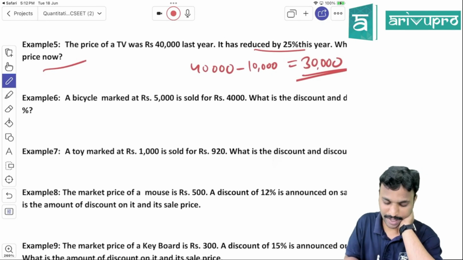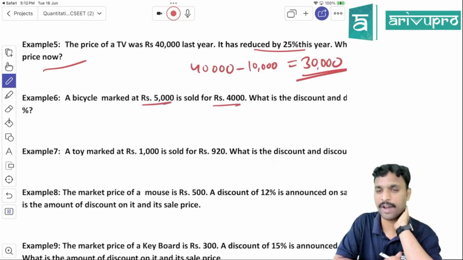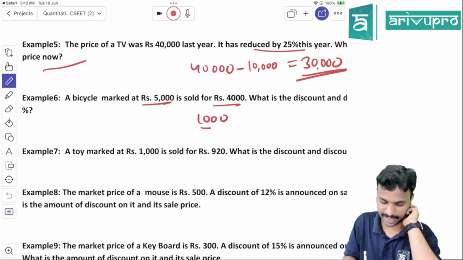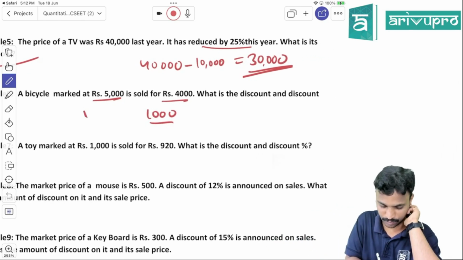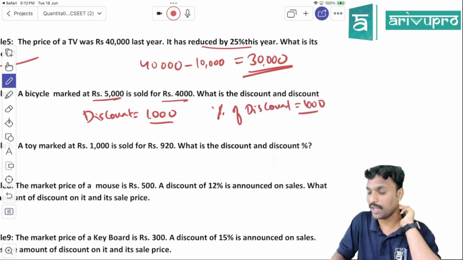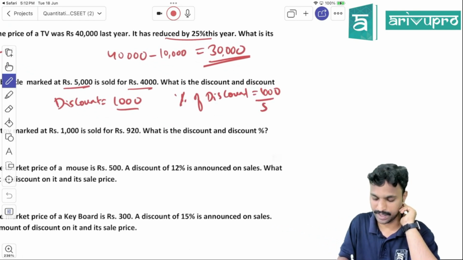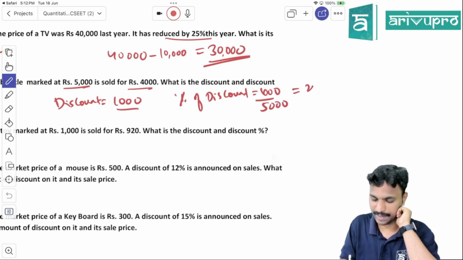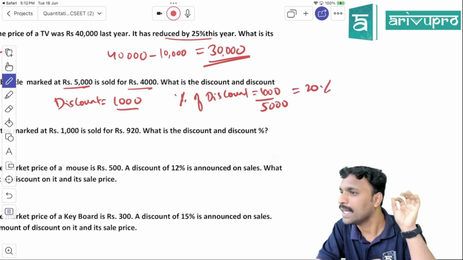A bicycle marked 5,000 is sold for 4,000. What's the discount? 1,000 discount. They're also asking the discount percentage. Discount is how much? 1,000. Out of how much? 5,000. Is it not 1 by 5? 1 by 5 is how much percent? 20%. Are you getting it?